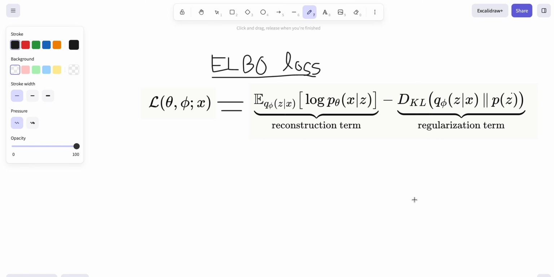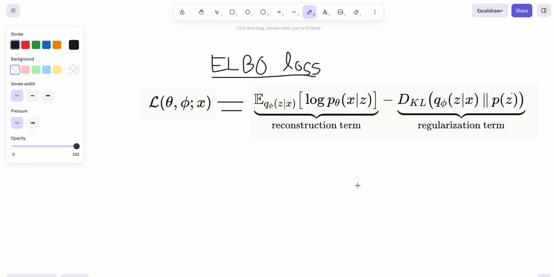Hello everyone. Today we're going to be deriving the evidence lower bound loss function, or the ELBO loss function, which is the loss function that's used with variational autoencoders. Effectively, the ELBO loss function has two terms: the reconstruction term and the regularization term, as you see here.